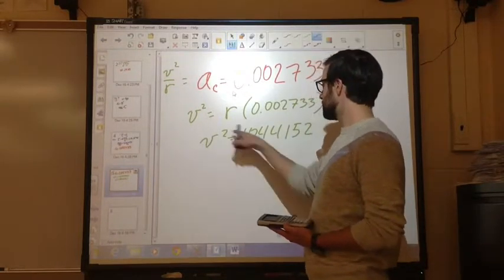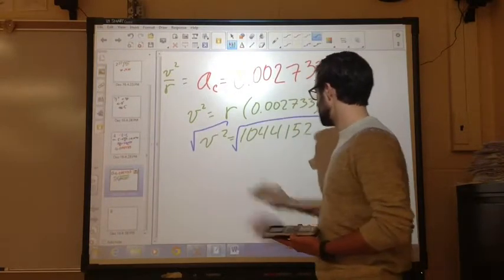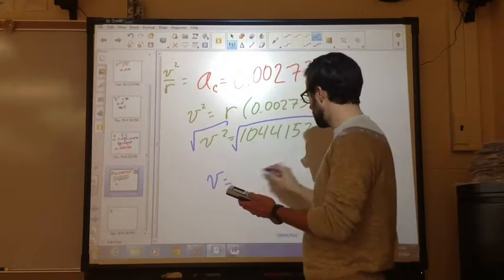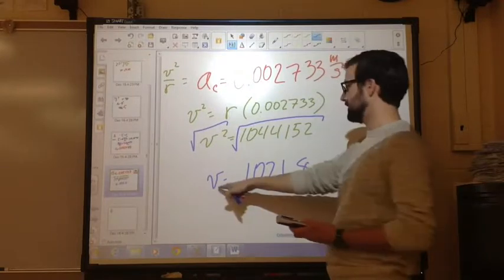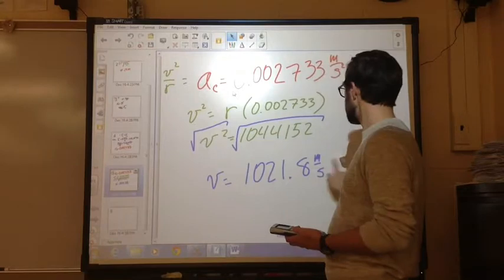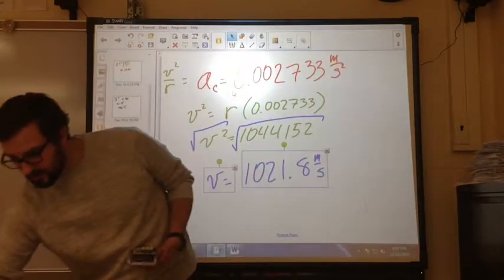So we're looking for speed by itself, which means take the square root of both sides. So you should find that the speed is 1021.8 or so. It's a speed, so its units are meters per second. So this is good and helpful, and we're going to keep it and start on the next piece of paper.